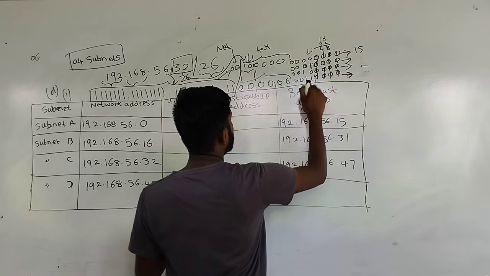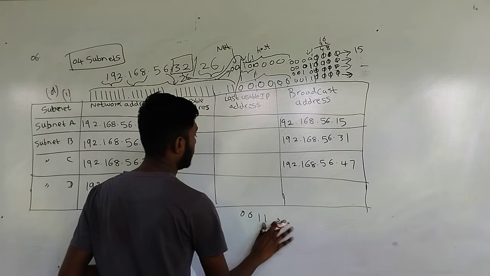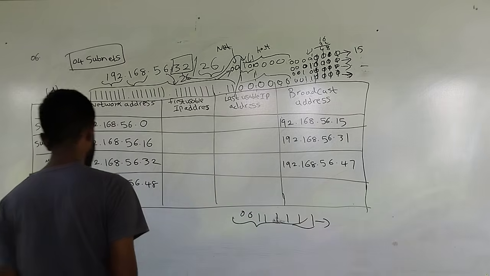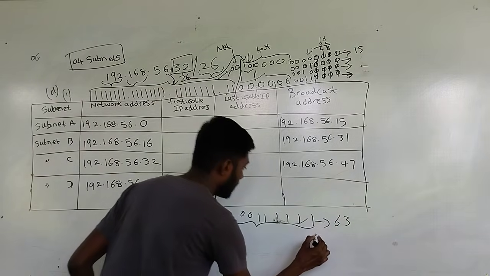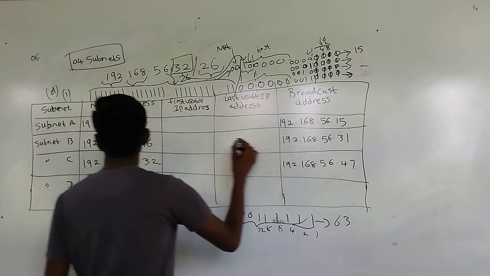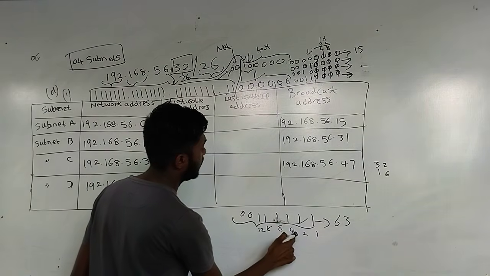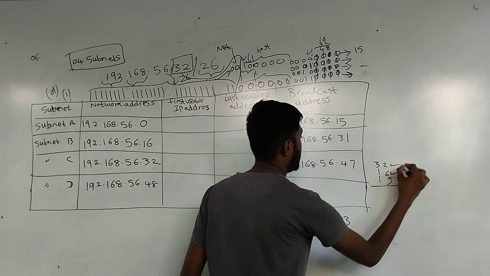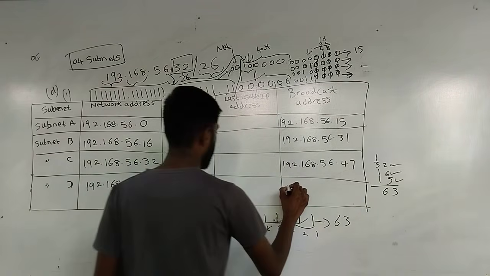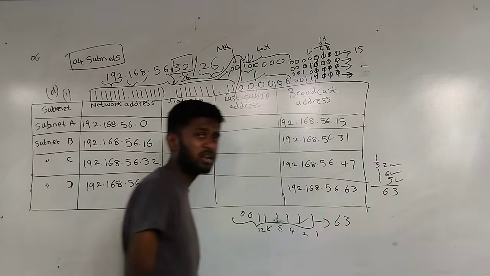Okay. Here once you do the conversion, that is 0011 1111. So you need to convert this binary into decimal. Then you will be getting 63. So here 1, 2, 4, 8, 16, 32. 32 plus 16, you can do the calculation here, and you get 63. 192.168.56.63. So done and dusted, very easy.